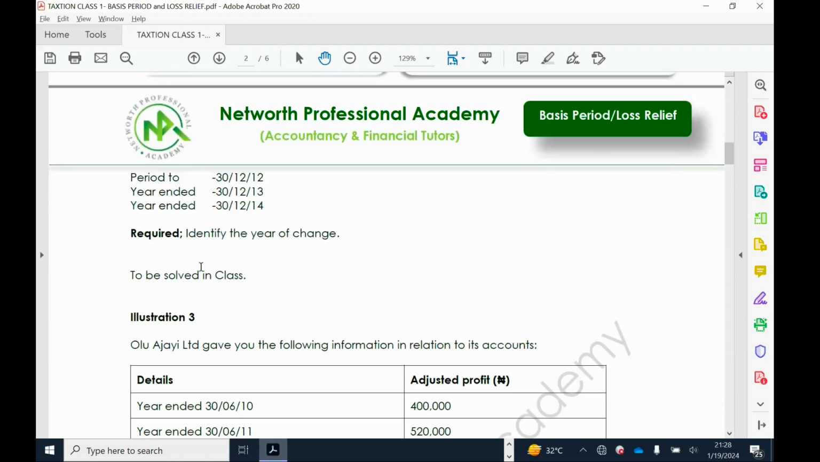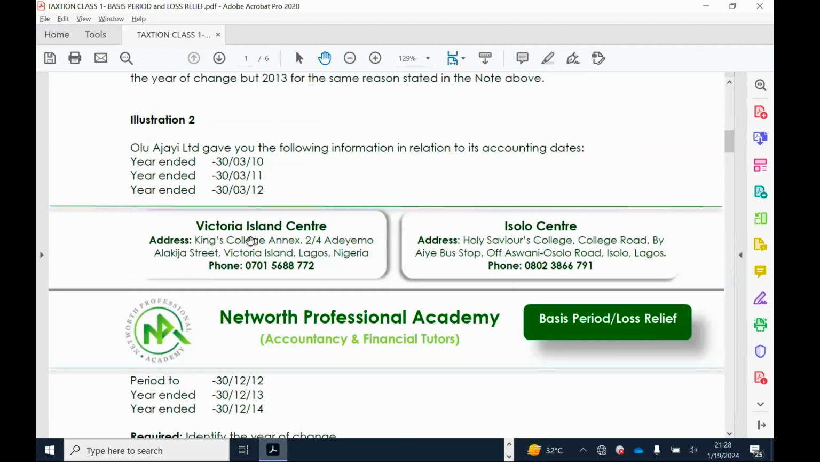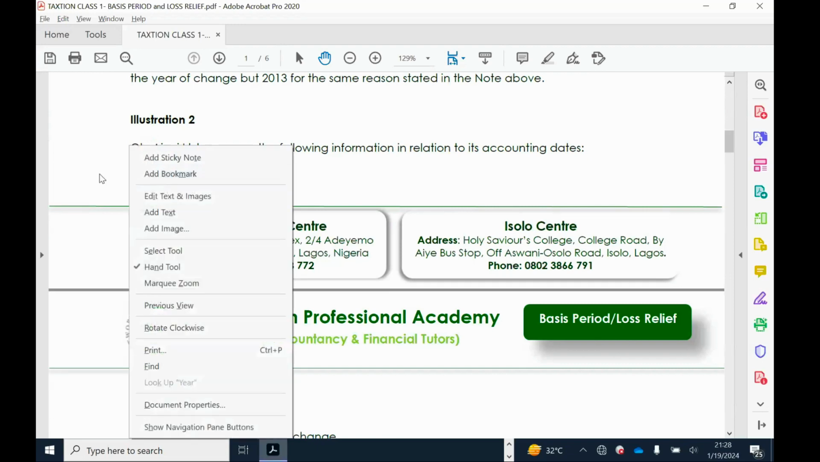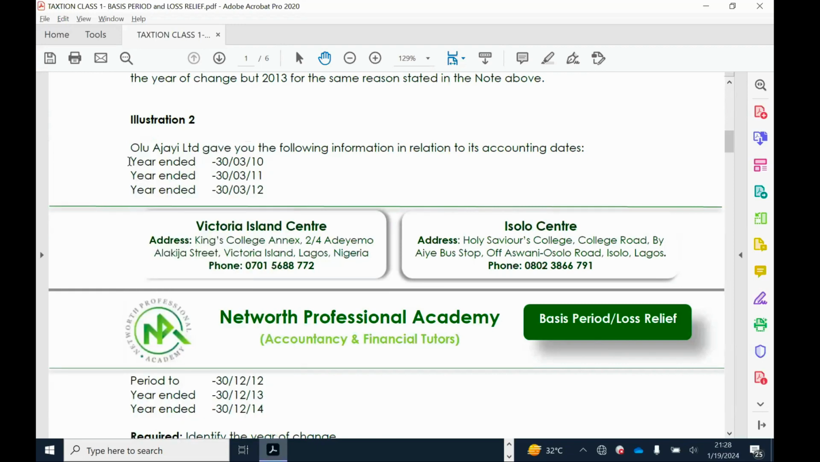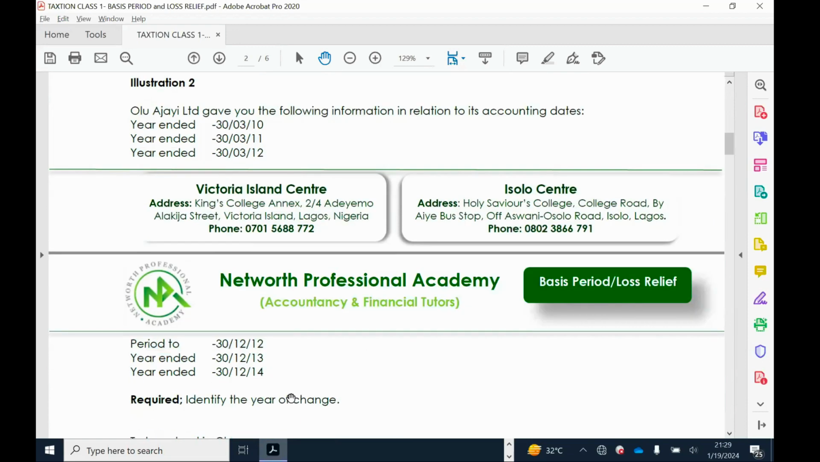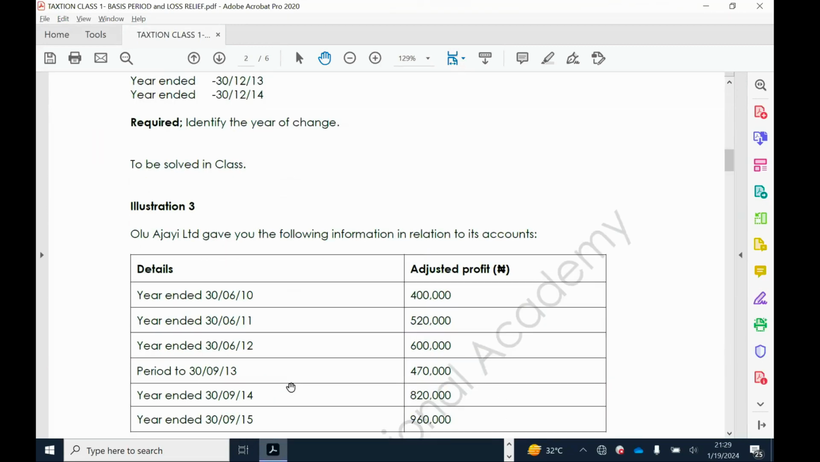So we said we have solved this in class. Do we all understand this? Do you all understand why Muibat and Hosanna said that the year of change is 2013 and not 2012? Right. Chidema, you understand, right? Yes, sir. Okay, all right. So we can move ahead.